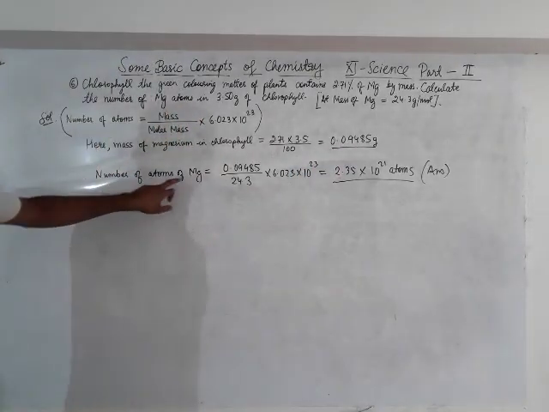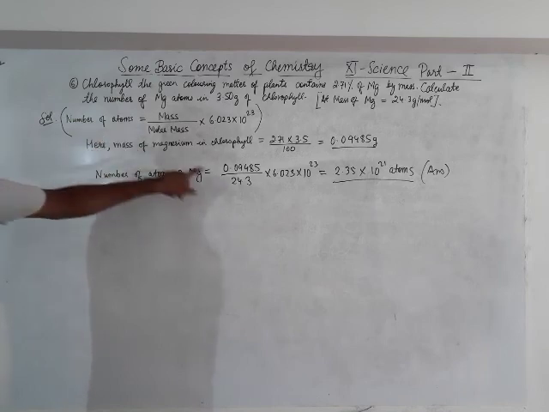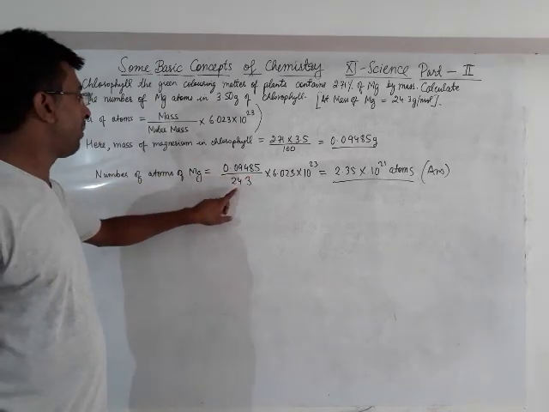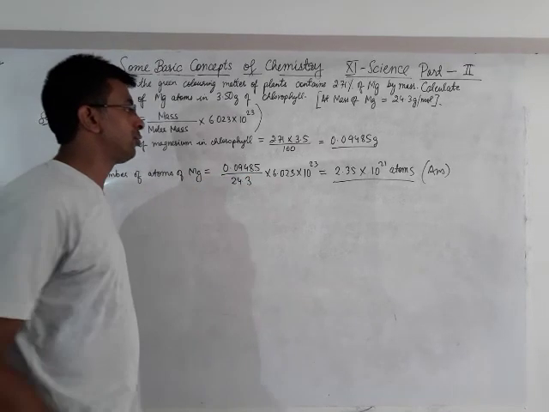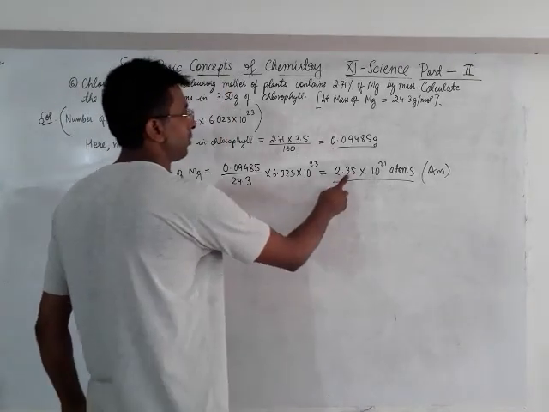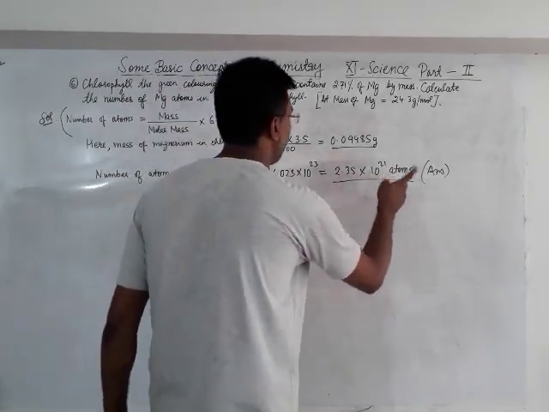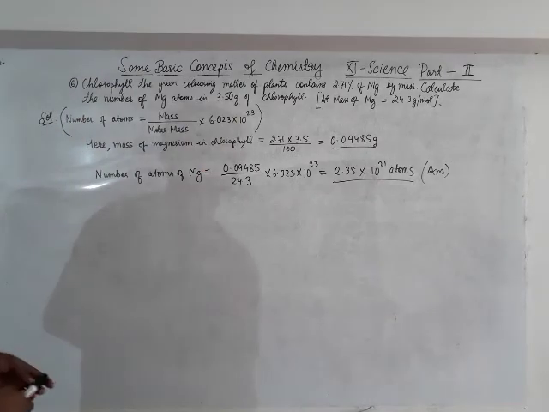Therefore, number of atoms of magnesium, apply this formula, 0.09485 divided by 24.3 into Avogadro's number, which will give us a value of 2.35 into 10 to the power of 21 atoms of magnesium. So this is my answer. Therefore, we can say that the number of magnesium atoms in 3.50 gram of chlorophyll is 2.35 into 10 to the power of 21 atoms.